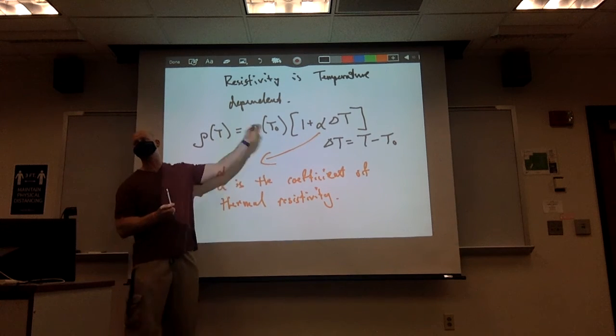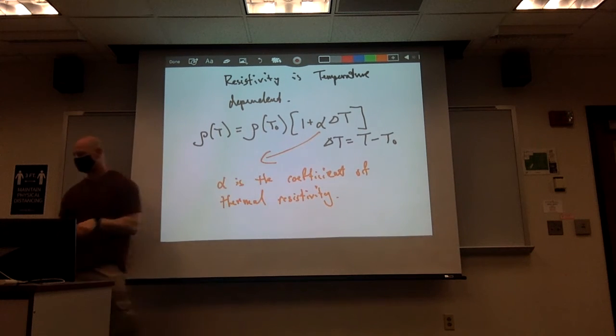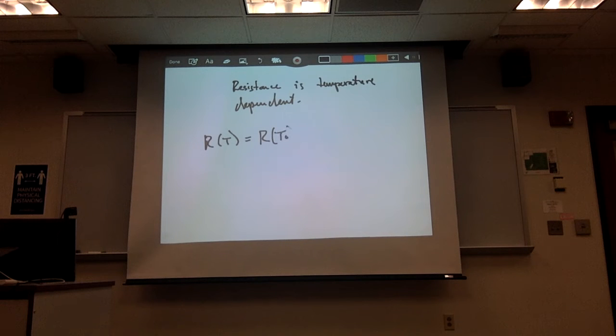So basically what this thing says is as the temperature gets higher, the resistivity gets higher, which means the resistance also gets higher. So because this guy is temperature dependent, that means the resistance is also temperature dependent. Which means that our resistance at a given temperature is then equal to the resistance at the initial temperature times 1 plus alpha times the change in temperature. So this is how the resistance changes with temperature.